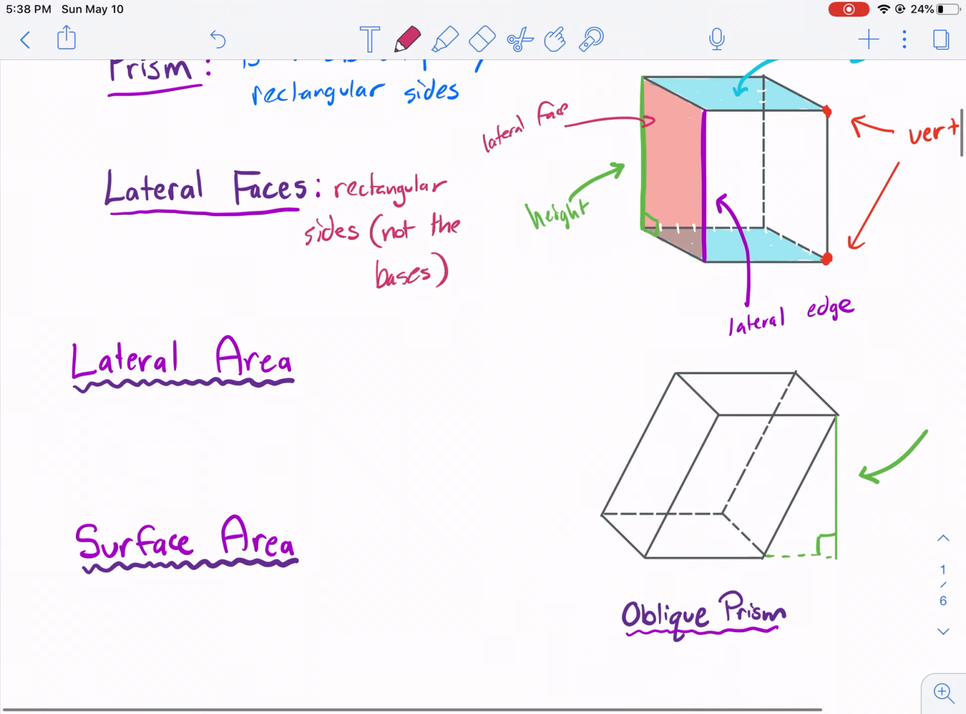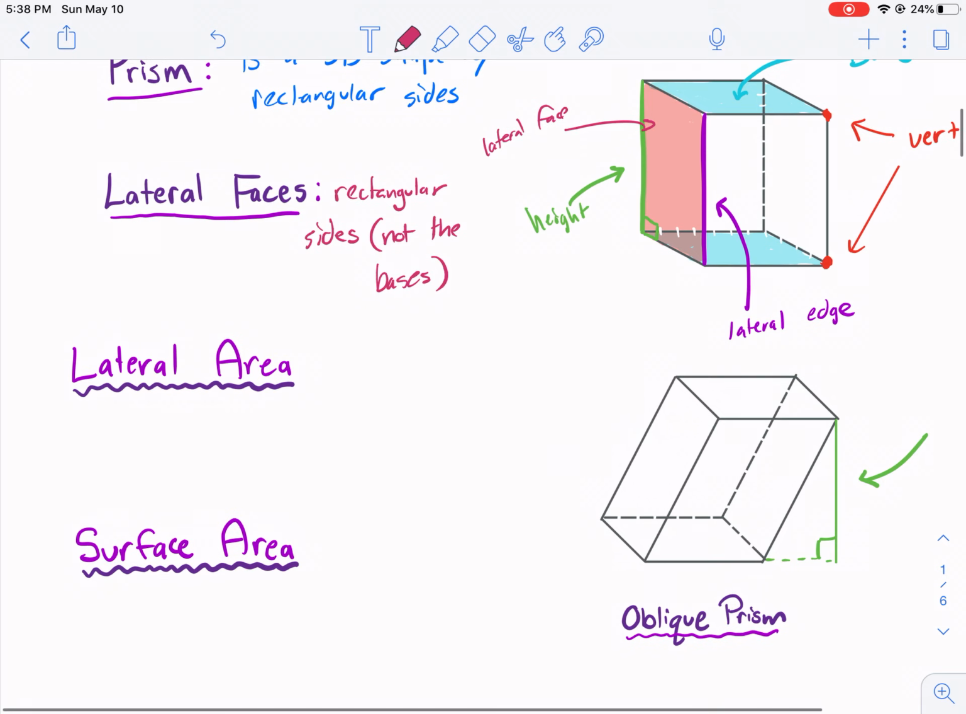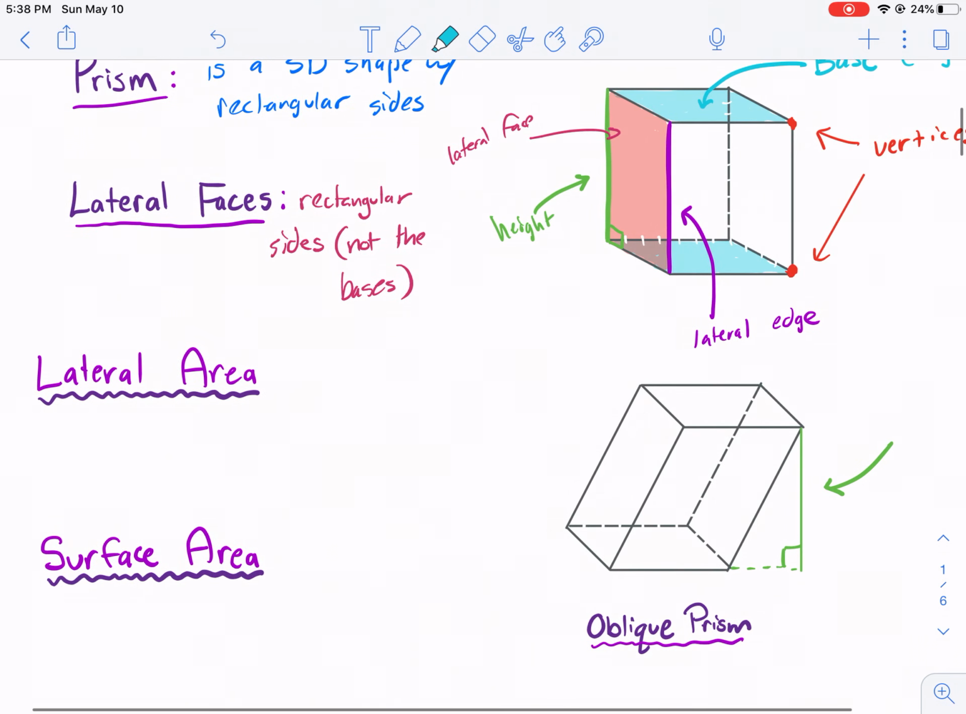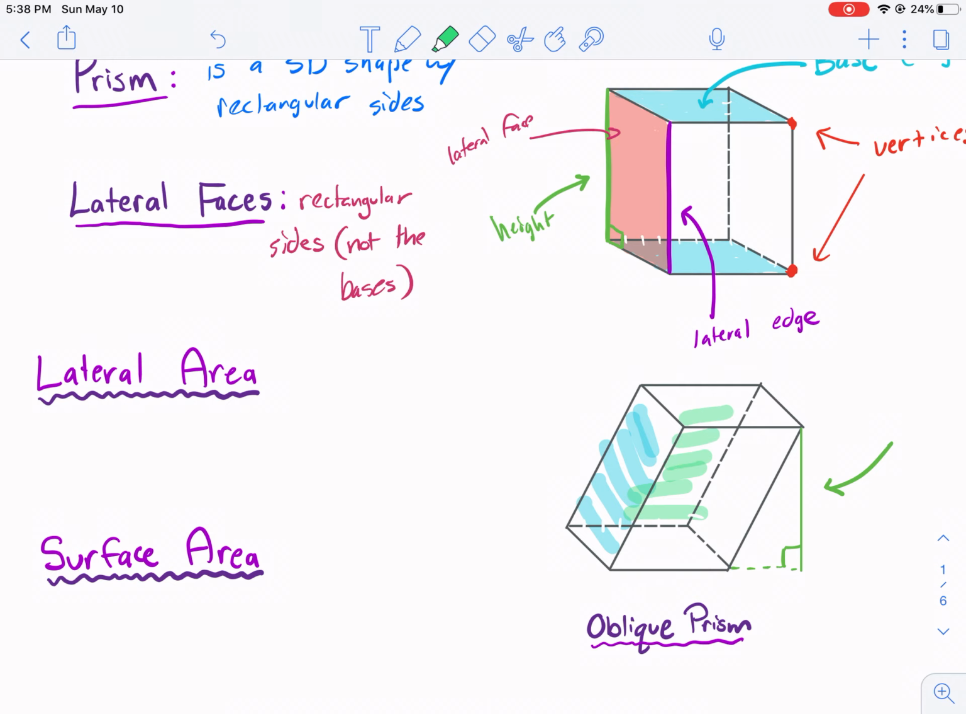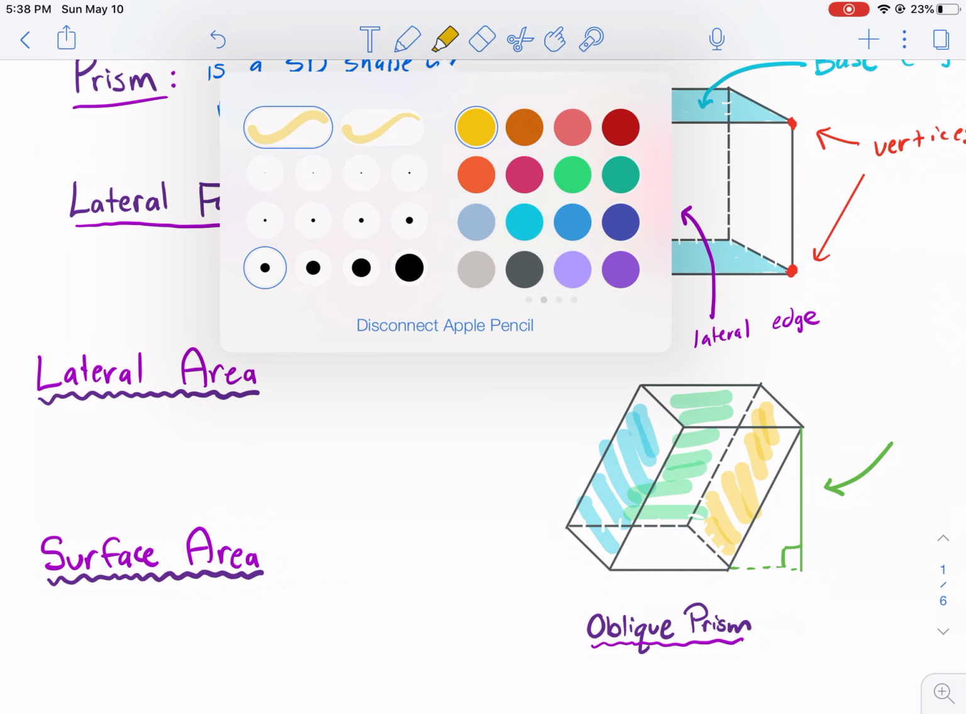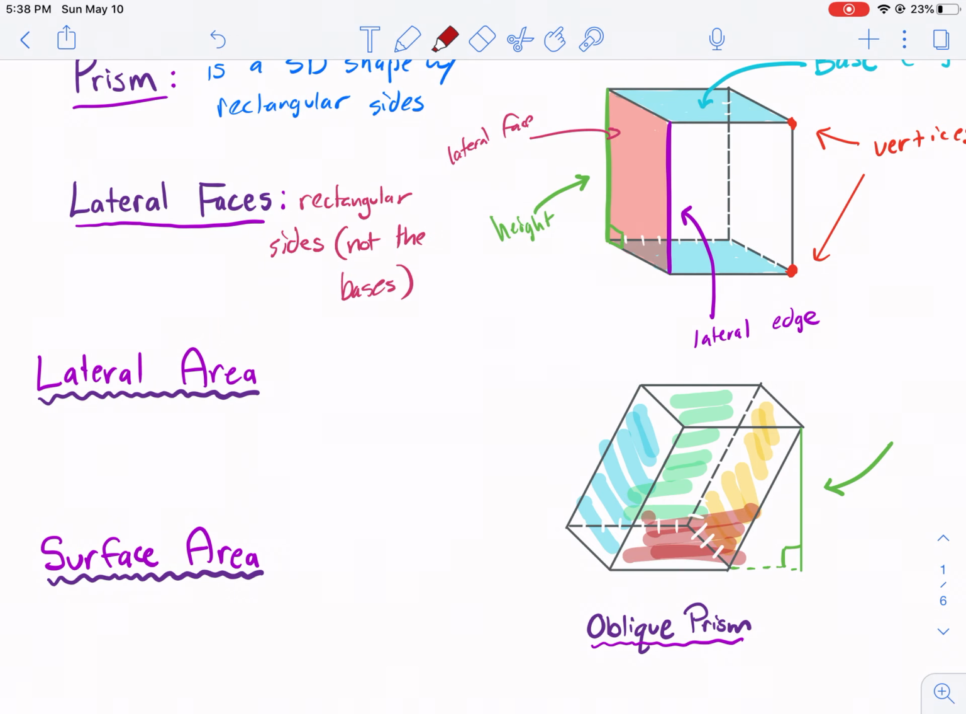Now, how do we find the lateral area? The lateral area would be the sum of all the lateral sides. Right here I'm working with an oblique prism, which I'll talk about in a second, but if I were to add up all these sides, here I have blue, in the back I have that green side, then I take this yellow side and add this up, and then in the front, I have the red side out in front. If I were to add up all those sides, it would give me the lateral area. So for lateral area, I could do the sum of the sides.